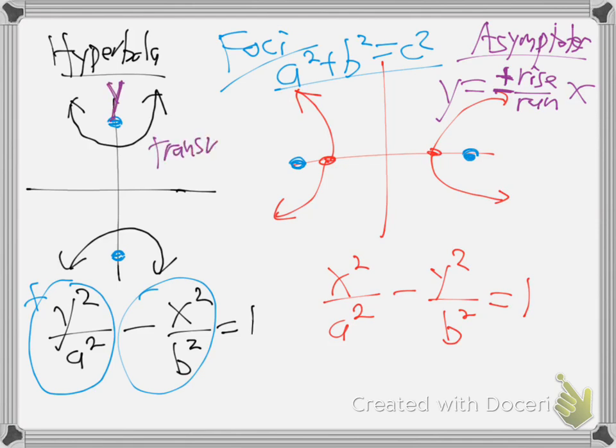Transverse, trans means across, right? So transportation takes you across town. Trans means across when it's in front of a word. So the transverse axis is the axis that the branches cross. That would be the y-axis on this one. For this one over here, the transverse is the x, because the branches hit the x. On this one, the branches hit the y. So transverse is just, hey, what axis is it on? They'll ask us that.